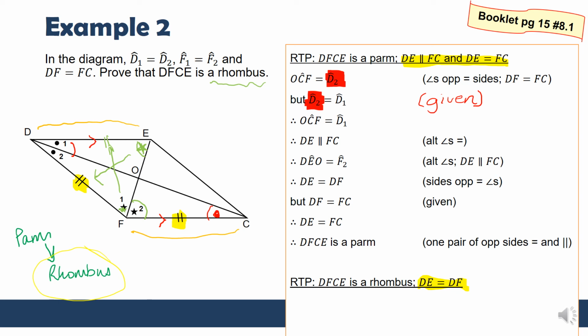Well, looking at the diagram, I already have highlighted two adjacent sides are equal. So I don't really need to do anything. In this case, I've used DE equal to DF, but I could have done DF equal to FC given. So my conclusion, DFCE is a rhombus, adjacent sides of parm are equal.